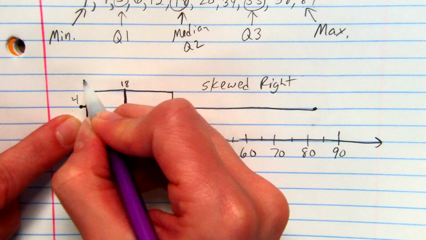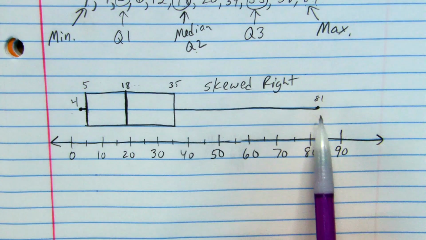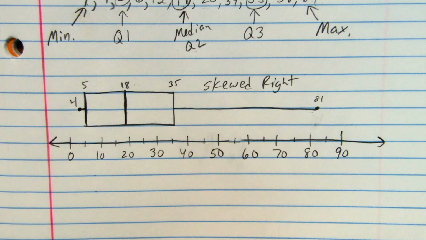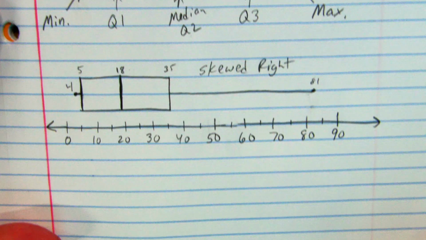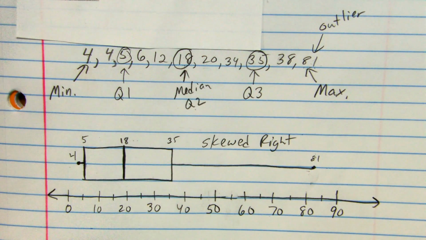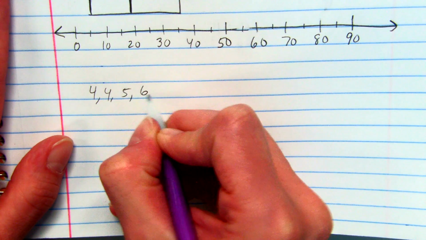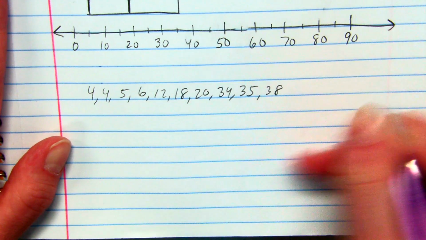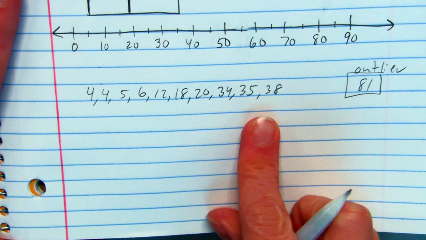And if you want to label these numbers on the box, it's sort of an optional thing people sometimes do. But because this 81 is really far out there, and the next number below it is 38 right here, I'm going to show you an alternate way that people sometimes do this. Okay? So sometimes they will actually throw 81 completely out. So our data set would instead be 4, 4, 5, 6, 12, 18, 20, 34, 35, 38, and they just sort of leave 81 out. That's my outlier. And they will just work with these other numbers.